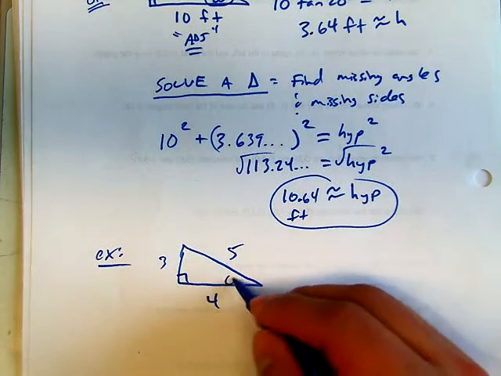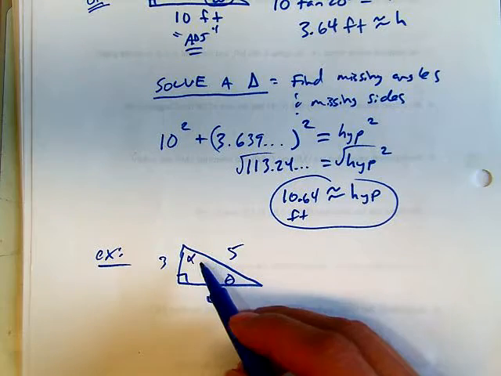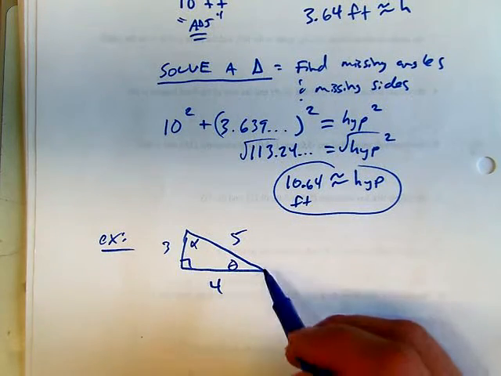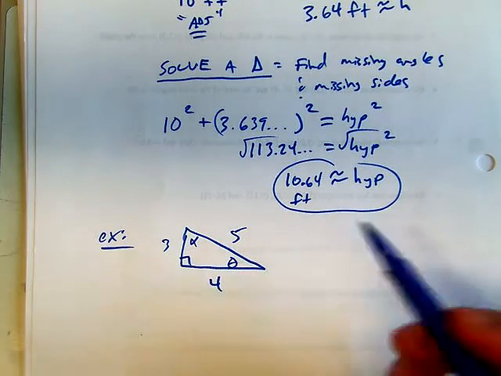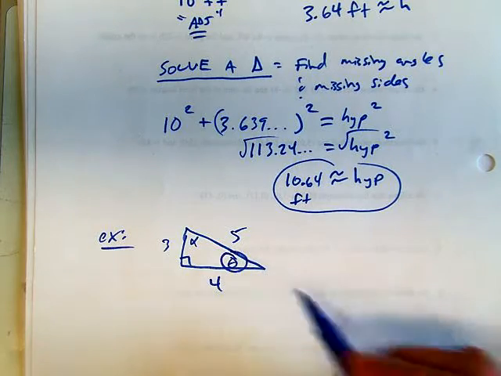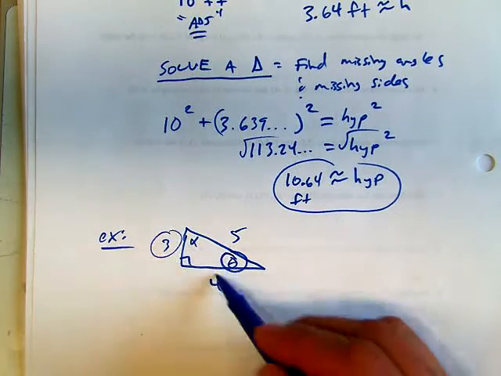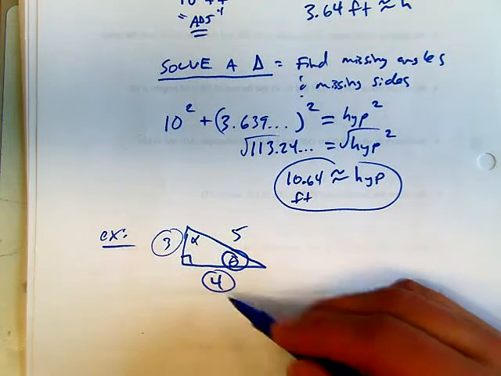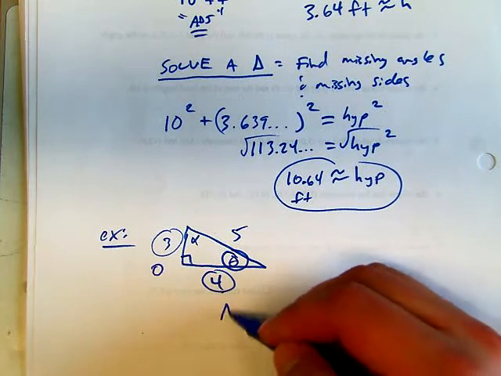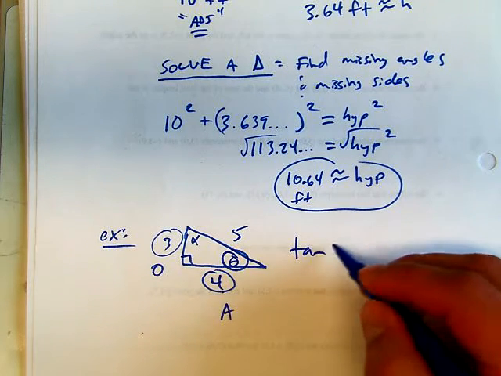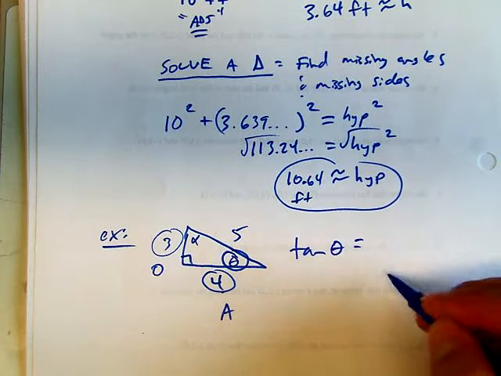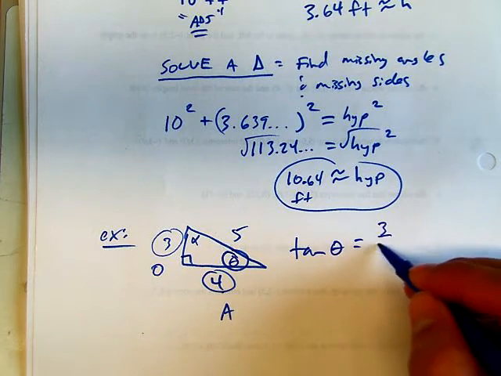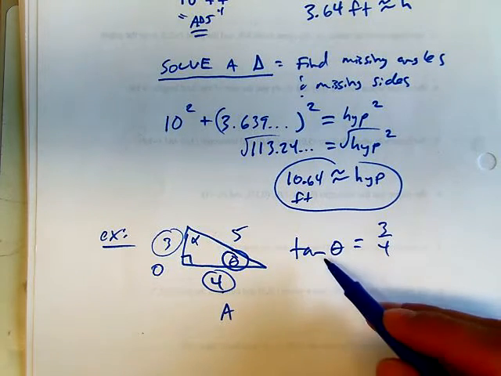Let's say you have all three sides given, and you don't know what this angle is, and you don't know what this angle alpha up here is. You can pick any ratio you want. So let's say I want to find theta, and I really like 3 and 4. In relation to theta, 3 would be the opposite side, 4 would be the adjacent. So this can be set up with tangent. Tangent theta is going to equal opposite over adjacent.